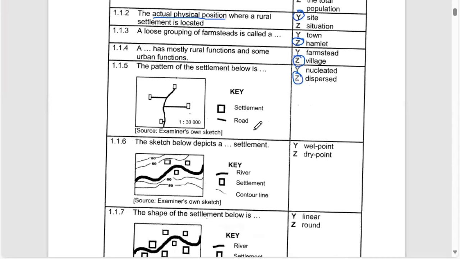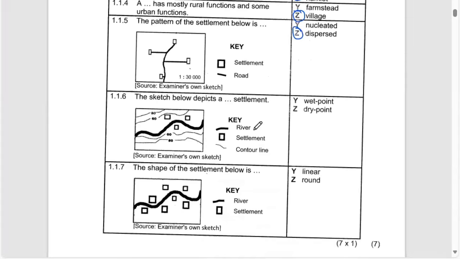Right, number 1.16, the sketch below depicts a dash settlement. Is it a wet point or a dry point? Remember, a wet point is located in such a way that we can easily access water. Water is a scarce resource, and we need to locate as close to the water source as possible. Then for a dry point, there's risk of flooding in the area, hence we must settle at the safest place, above the flood line.